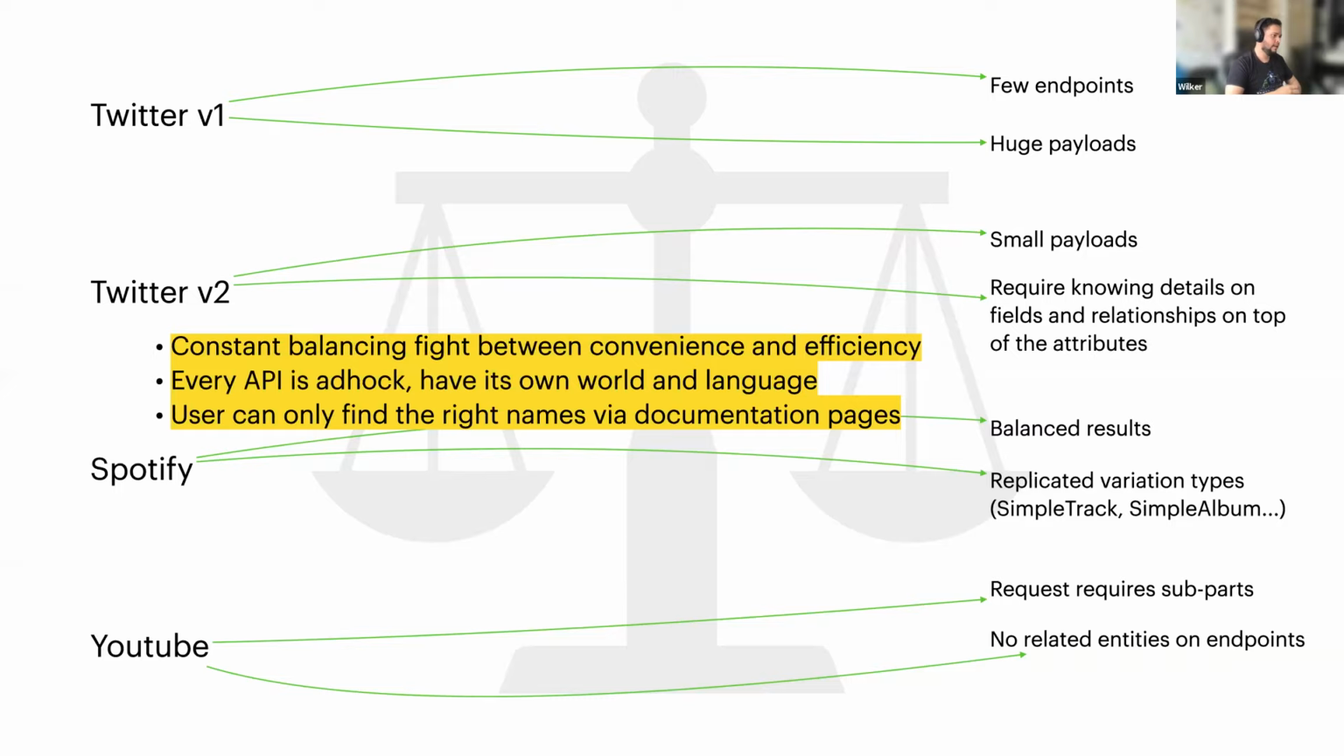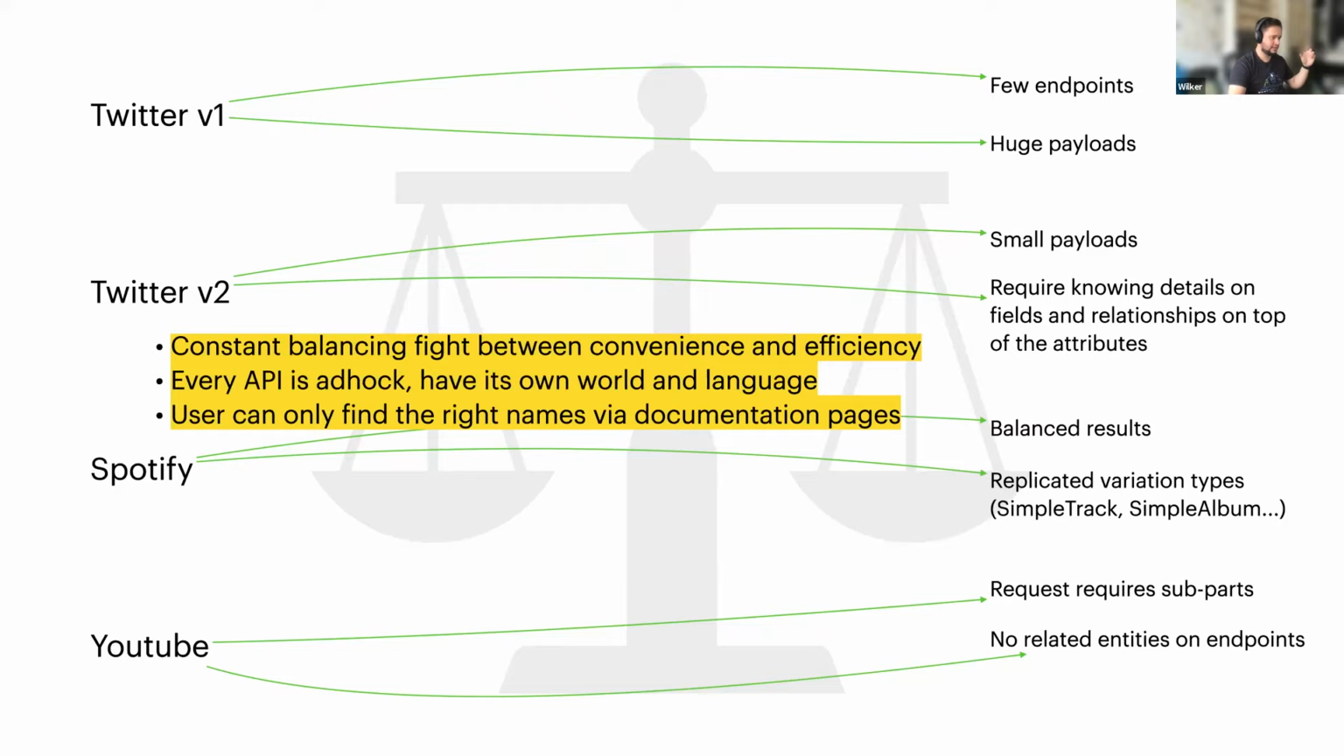Also, because of that, every API here is ad hoc. I can't have a central thing that we use across all these APIs at the same time, because each one of them defines its own language and its own way to get stuff. So to navigate, you have to write specific implementations. And even when you start learning and using the API, you have to keep coming back to documentation pages because you need to remember how they solved it.